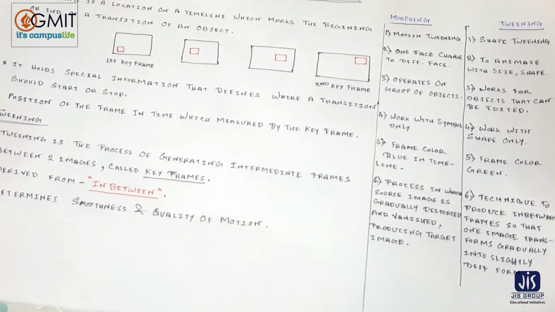And number 3, motion twinning operates on a group of objects, but shape twinning operates on objects that can be edited. Shape twinning only works on this. Next point, morphing works with symbols only, but twinning works with shapes only. Number 5, motion twin frame color is blue on the timeline. Whenever we are using software, the timeline is blue in case of motion twinning or morphing. But in case of shape twinning or twinning, the color is green. This is the difference.